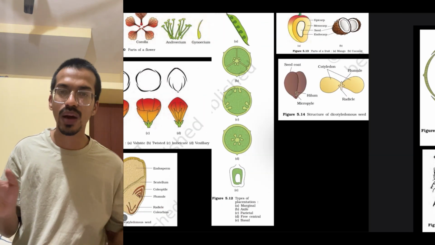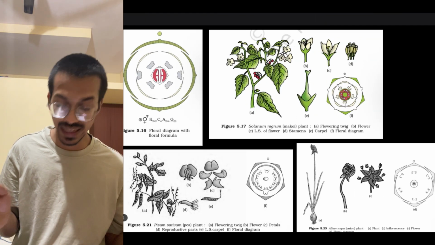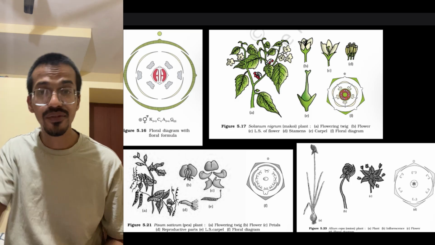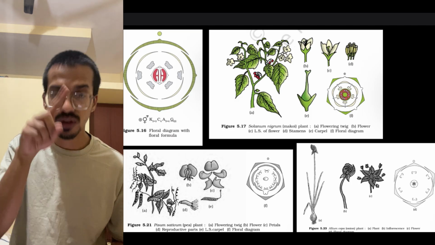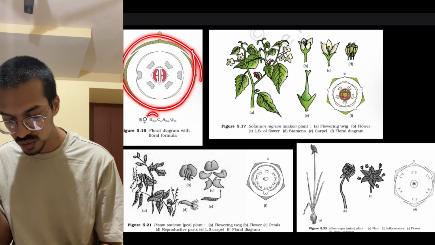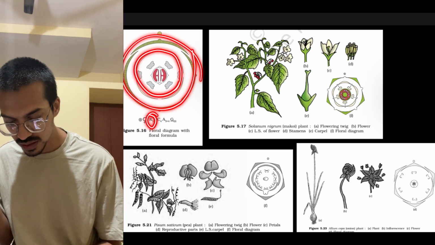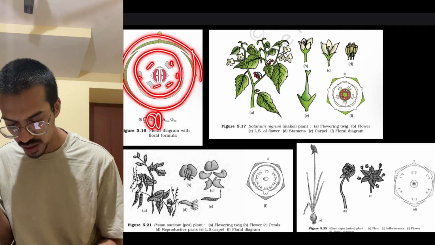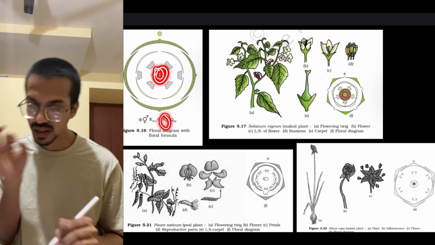After this, in this chapter, you have the floral diagrams. In floral diagrams, you have to remember every part is showing a certain kind of whorl arrangement. The outermost is showing your calyx. This one is showing your corolla. This one is showing your androecium, and the innermost one is the gynoecium.